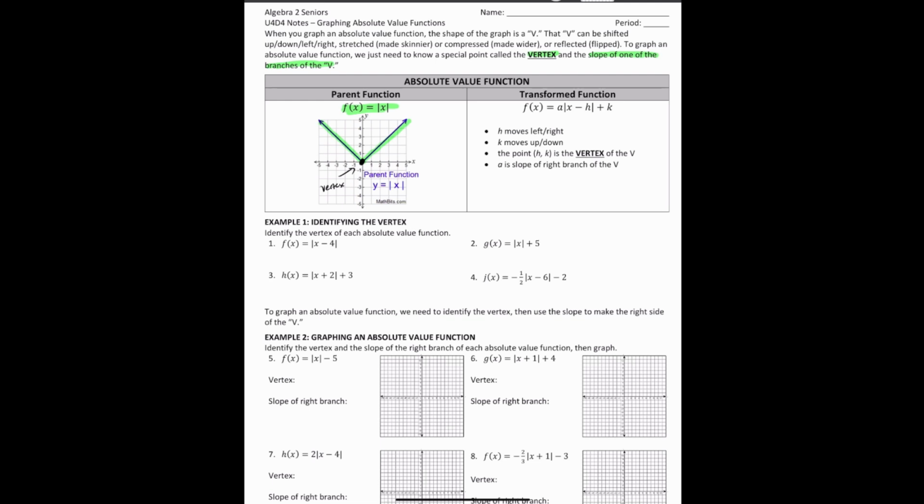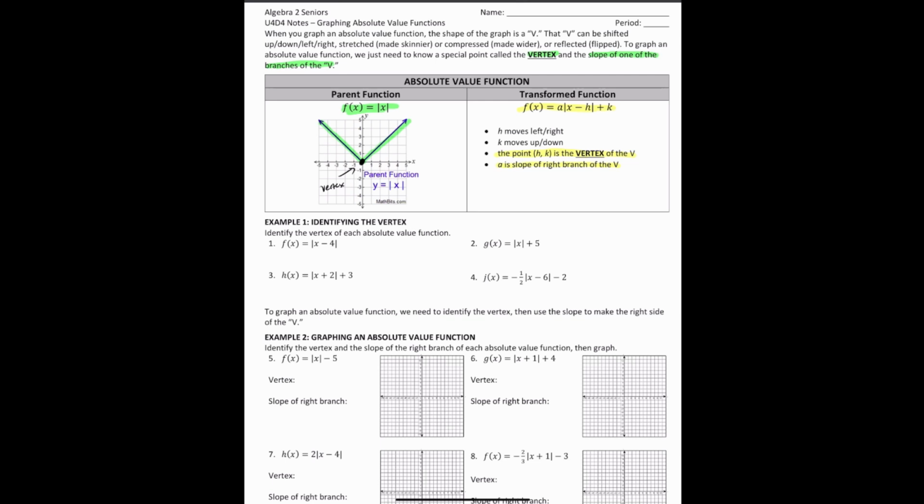But if I use the transform function, which is located right here, it's f of x is equal to a times the absolute value of x minus h plus k, where h moves left or right, k moves up or down, and the point h comma k is the vertex of the absolute value function, or the vertex of the V-shaped graph. And a is the slope of the right branch of the V. And when you're graphing the slope, it's basically the same thing as graphing a linear function.